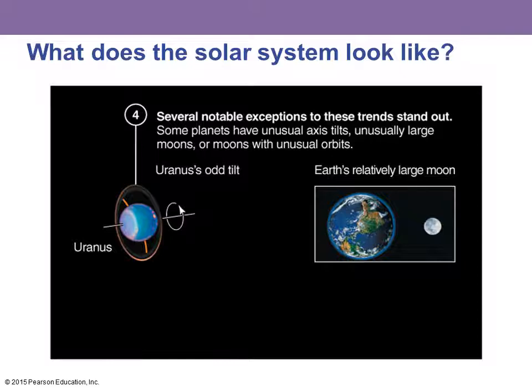But there are some notable exceptions. For example, Uranus has a tilt which is extremely high compared to the other planets. It looks like it's almost rotating on its side. Another exception is the fact that our moon is considerably larger in proportion to the planet that it revolves around. So the Earth-Moon system is rather unusual compared to the other planets that have moons.